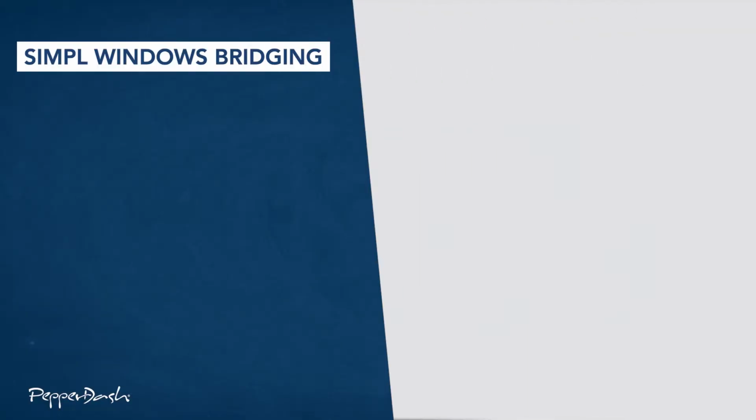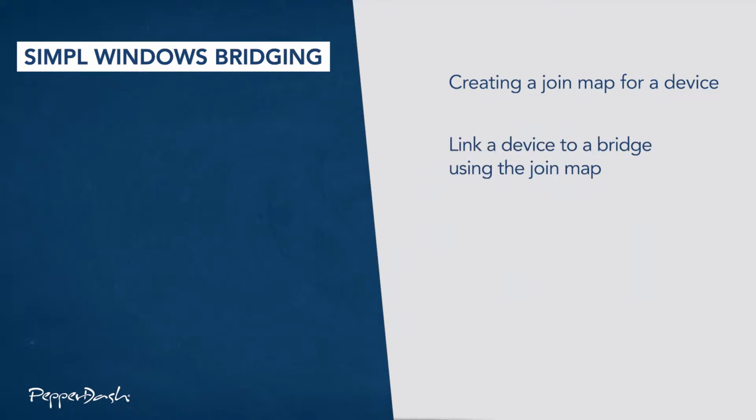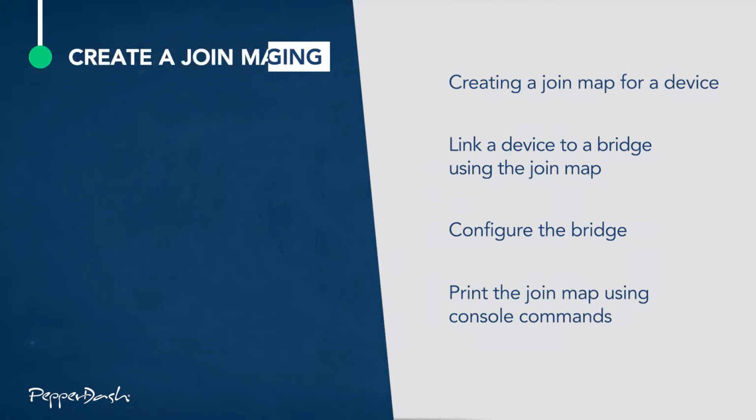In this video, we'll discuss creating a join map for a device, linking a device to a bridge using the join map, configuring a bridge, and printing the join map using console commands.